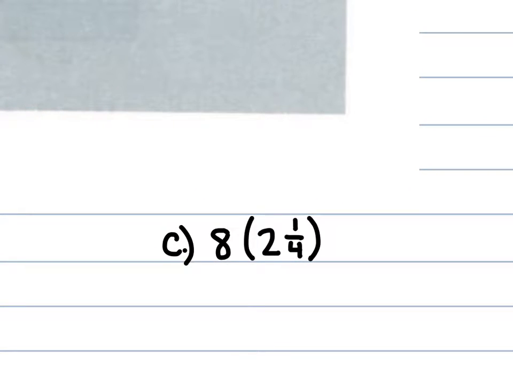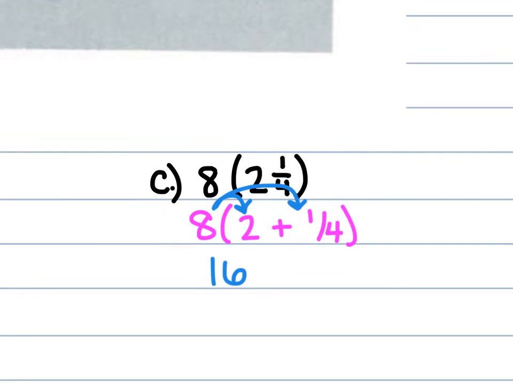For C, we have 8 times 2 and 1/4, so we can do 8 times 2 plus 1/4. If we distribute that 8, we're going to do 8 times 2, which is 16, and then 8 times 1/4, or 8 over 4, which is 2. If we add these two, we are left with 18.